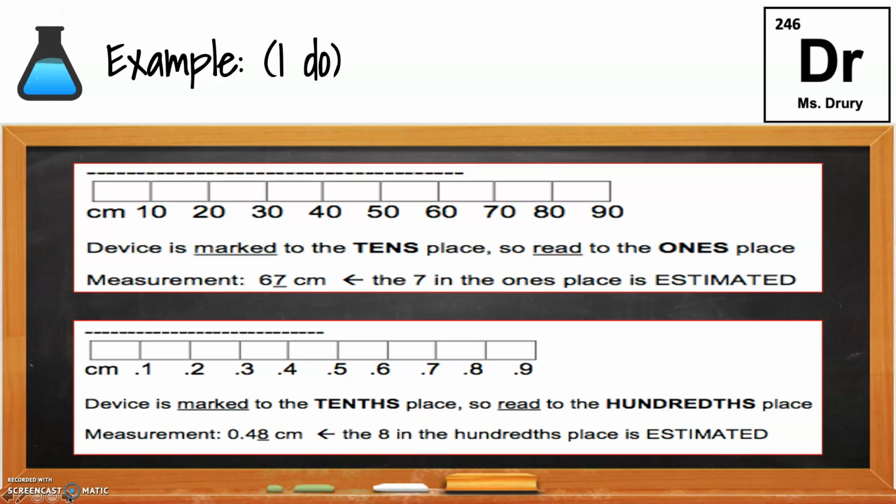You don't have to do that. I'm just pointing out that that might vary, but we all agree it's between 0.4 and 0.5. We want to say how much further along it is from 0.4 to 0.5 by marking the hundredths place.